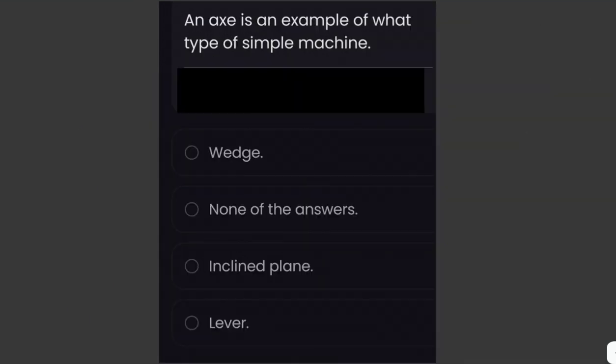An X is an example of what type of simple machine? Wedge, none of the answers, inclined plane, or lever. So an X is a classic example of a wedge.